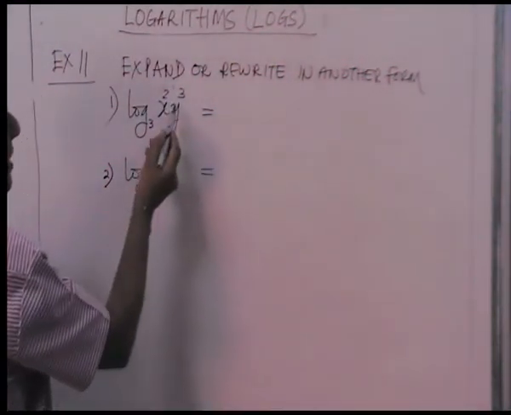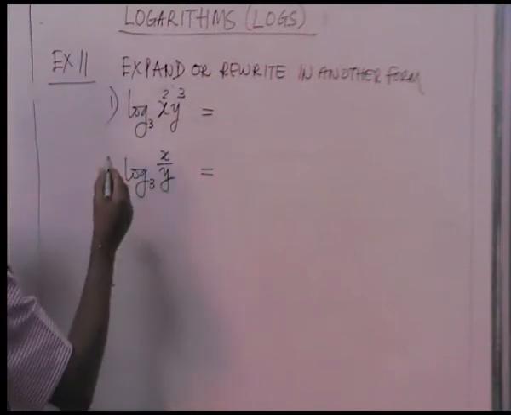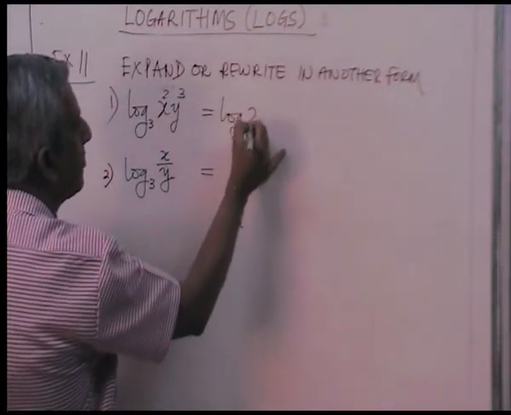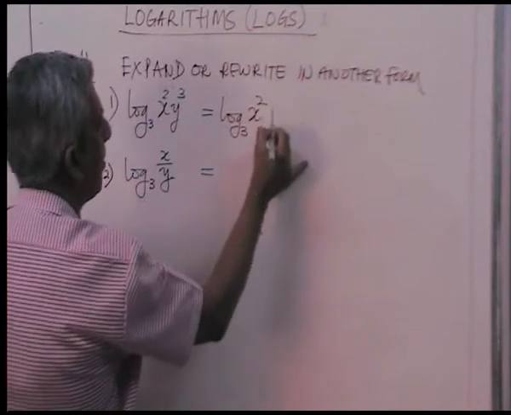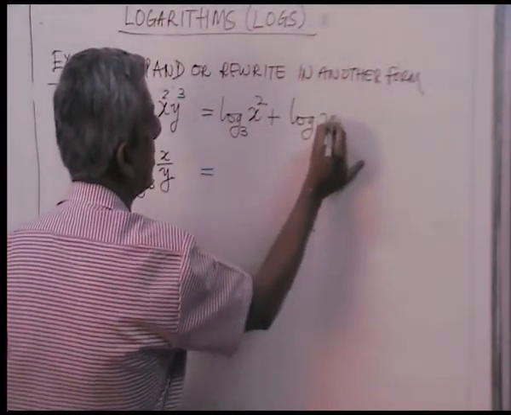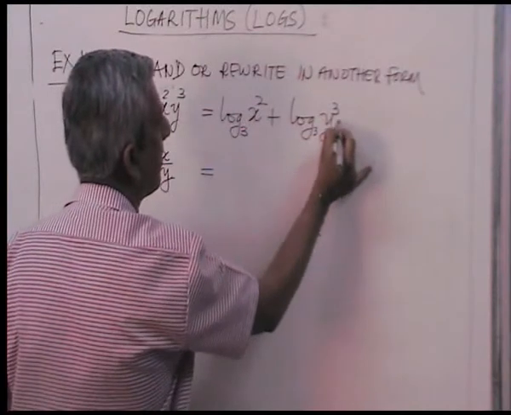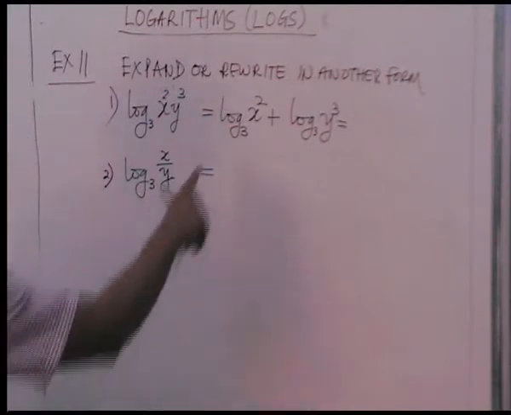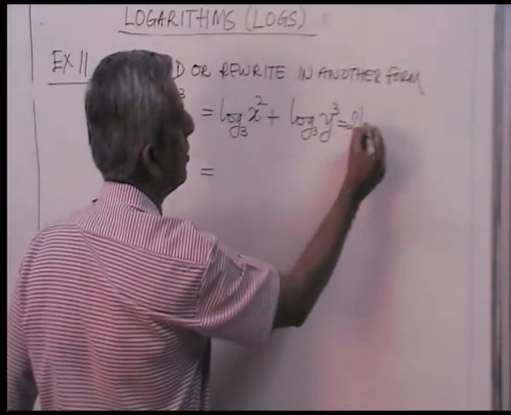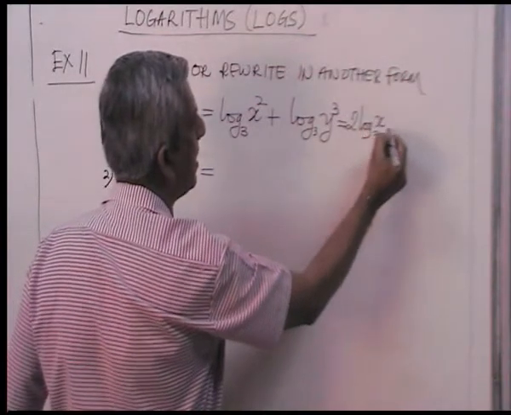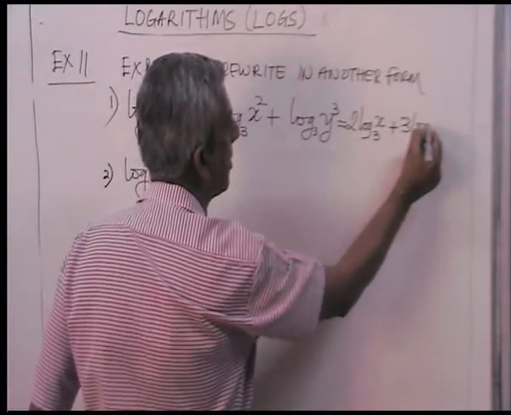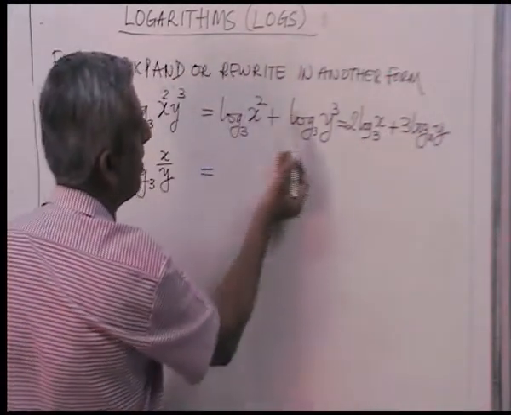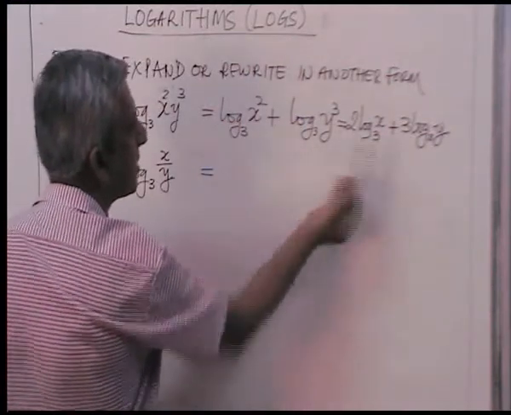Well, number 1, we are applying the log law in reverse. Log of a plus log of b is applied in reverse. So if I expand this, it will become log of x squared to the base 3 plus log of y cubed to the base 3. And if I wish to expand this further, then this part will become 2 log x to the base 3 plus 3 log y to the base 3. See, the second part here, I'm now bringing the index to the front in each case. That's what I did there.